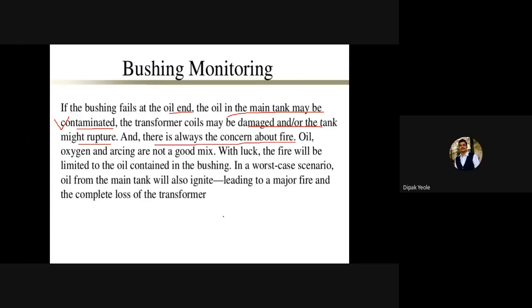We know that this oil can catch fire, and if the tank fails, then it can catch fire. Oil, oxygen and arcing are not a good mix. With luck, the fire will be limited to the oil content in the bushing. In the worst case scenario, oil from the main tank will also ignite, leading to a major fire and the complete loss of the transformer. So this is the reason why we are interested in bushing monitoring.